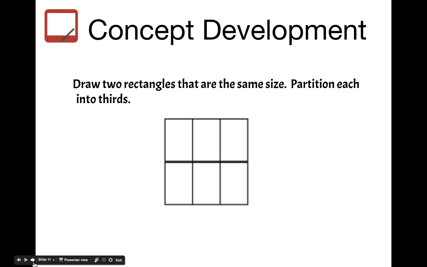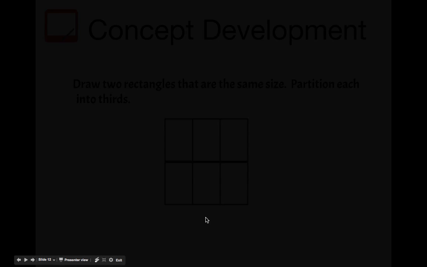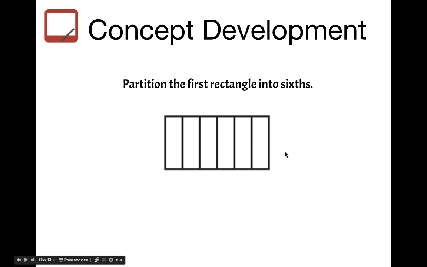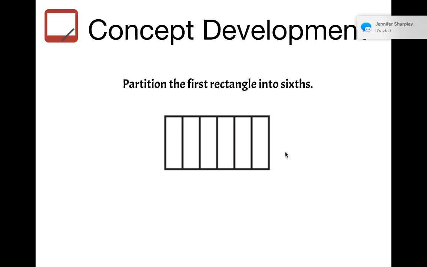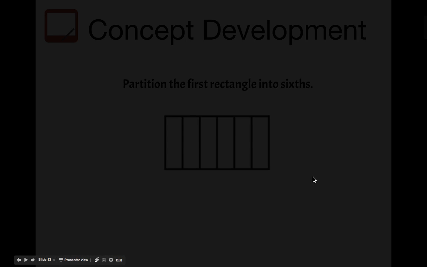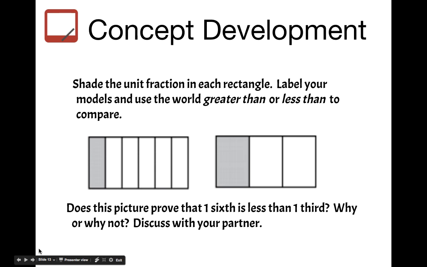Now, we're going to draw two rectangles that are the same size, and we're going to partition them into thirds. Now partition the first rectangle into sixths. Shade the unit fraction in each rectangle. Label your model and use the words greater or less than to compare. So, I'm going to shade 1/6 in this one and 1/3 in this one.